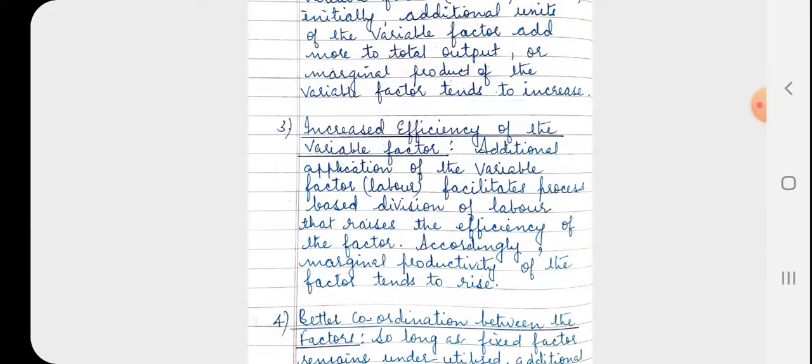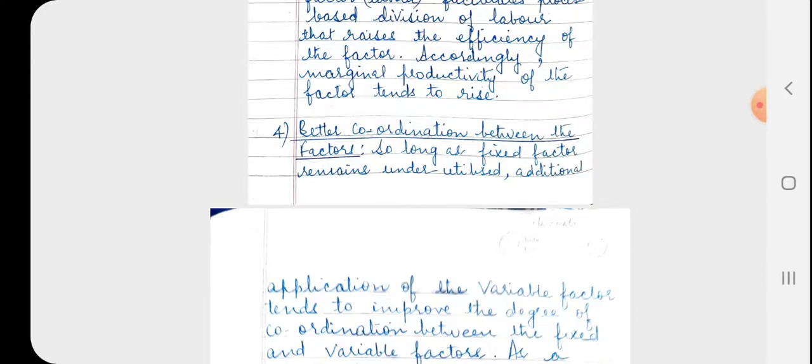Basically, when one single labor was working on a given piece of land, and one more labor is being employed, automatically there will be better cooperation, coordination, and division of work, and they will have a sense of satisfaction, which helps in increasing their efficiency, and they can do the work better, resulting in higher productivity.